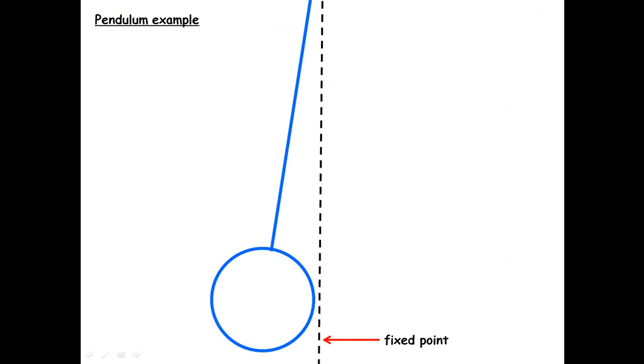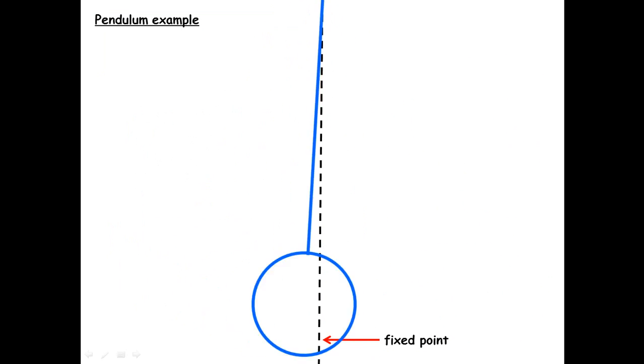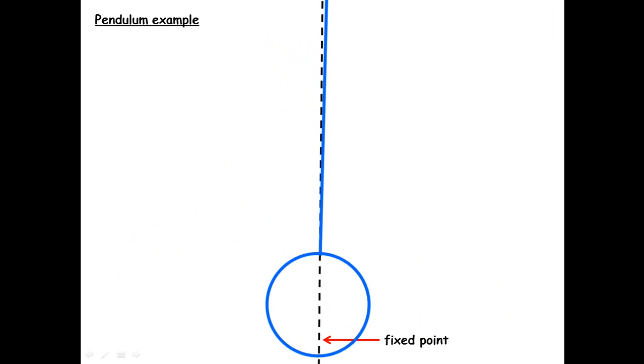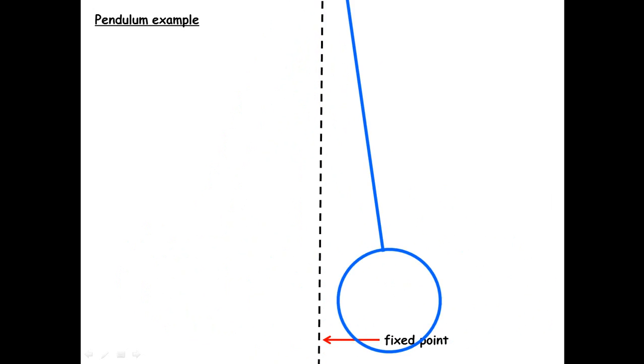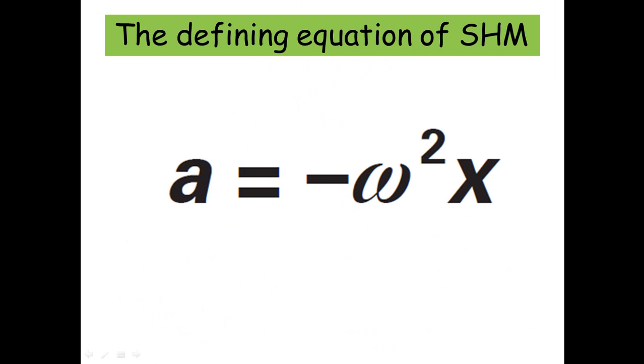So let's have a look at an example. This is a pendulum swinging here. Maybe the fixed point might be the rest position of the pendulum. Now the further away the pendulum is from our fixed point, the greater the acceleration towards the fixed point. Now this is a defining equation for simple harmonic motion.